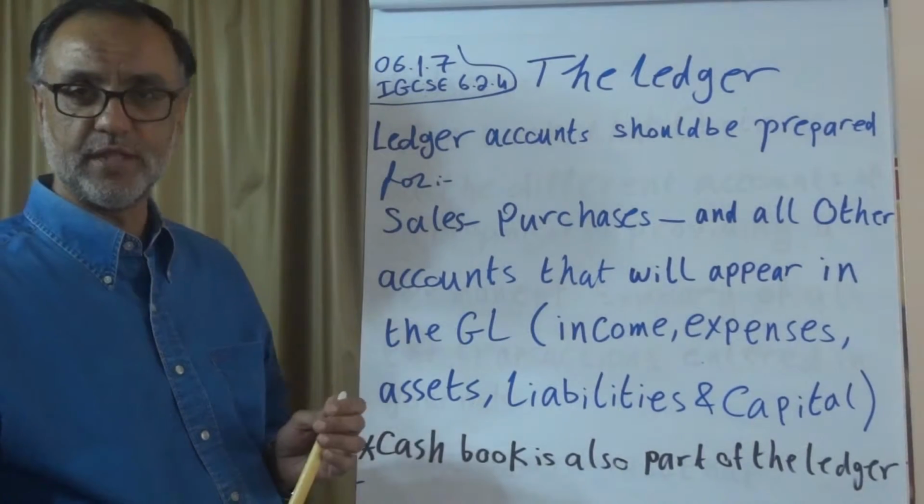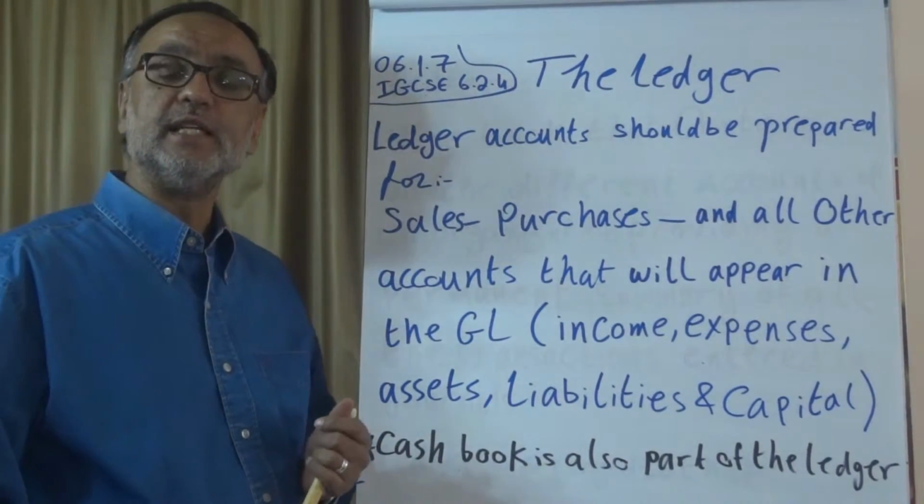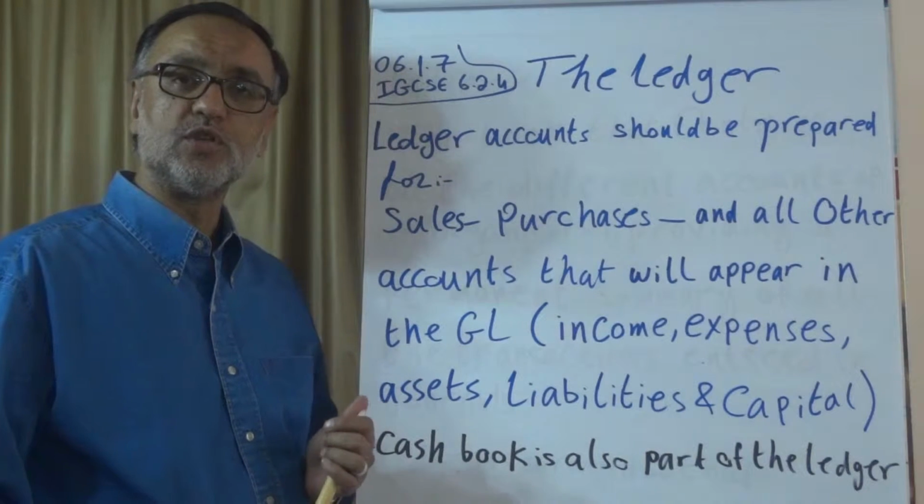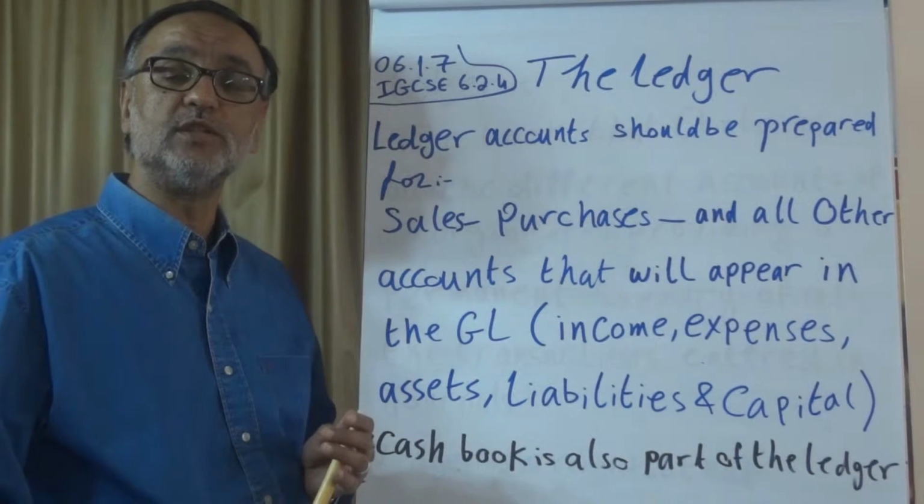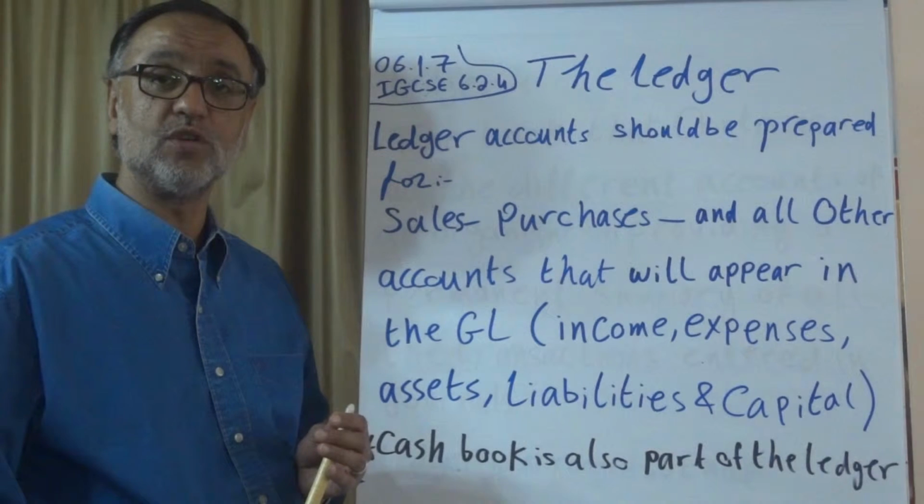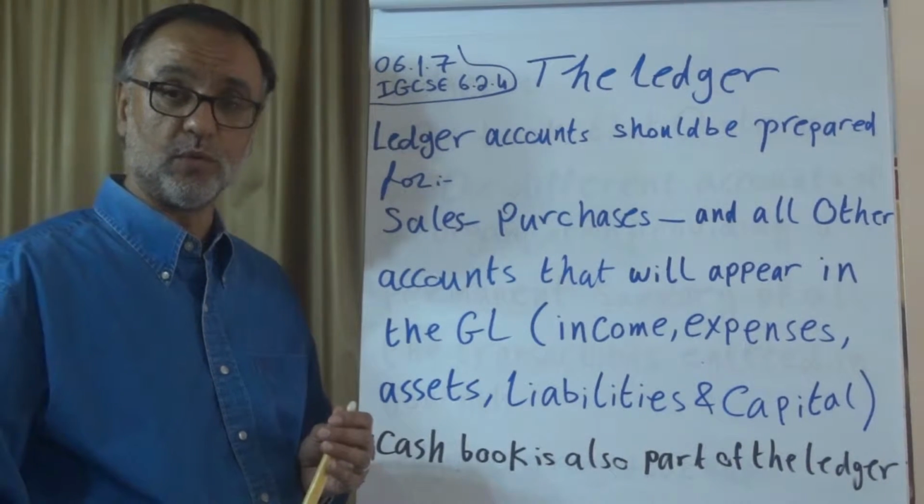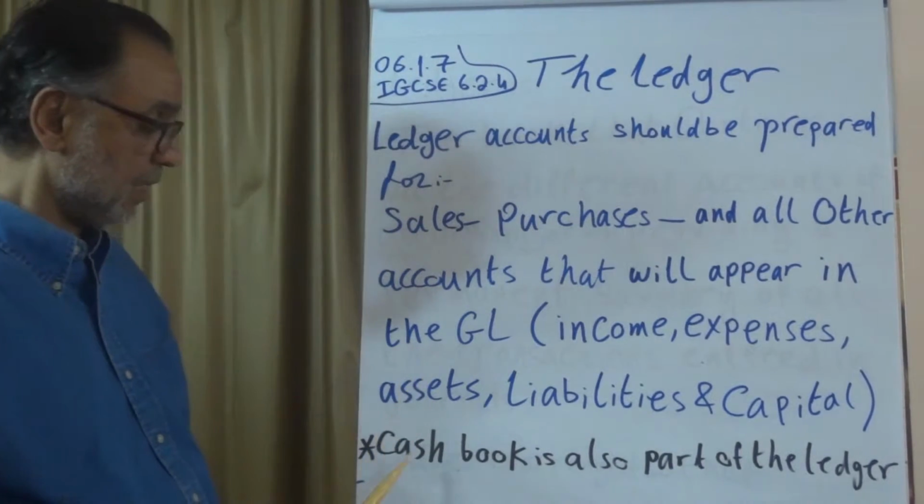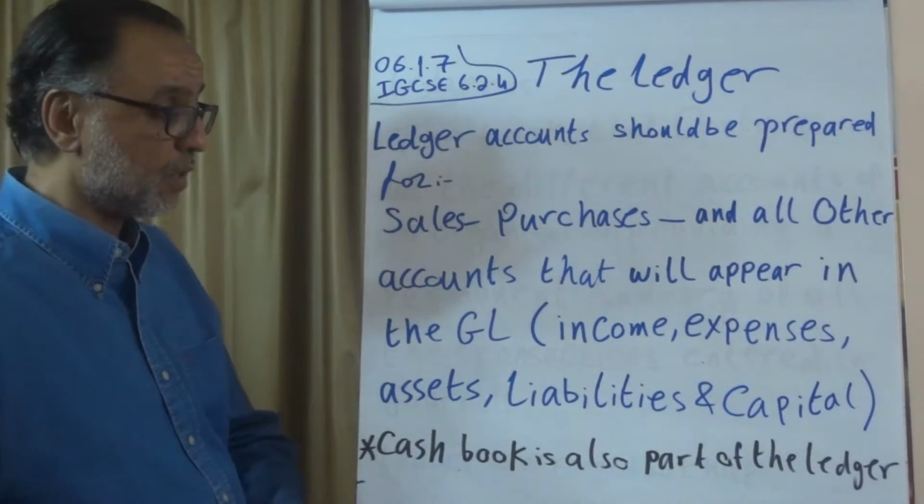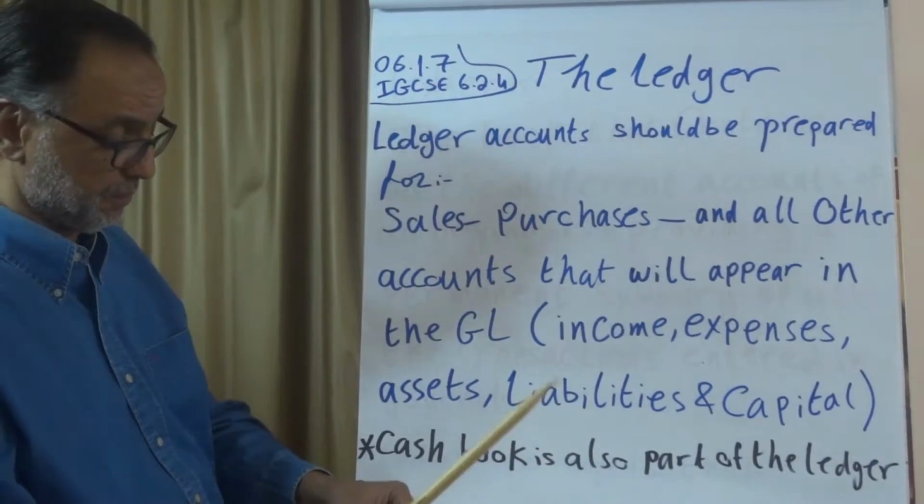And as we have seen before, we have seen the sales ledger, we have seen the purchase ledger, we have seen the cash book that serves as journal and as ledger, and we have talked briefly about the general ledger when we talked about the general journal. The cash book is also part of the ledger, as we said.